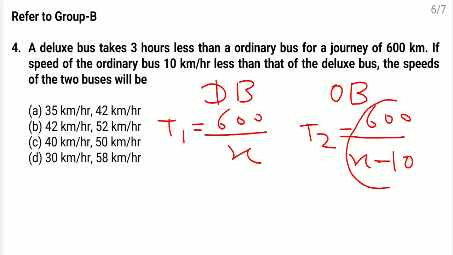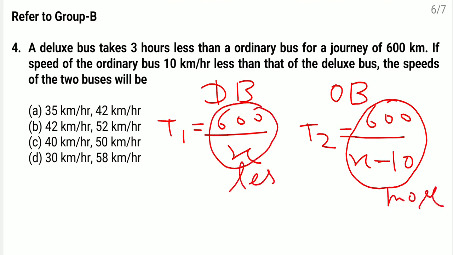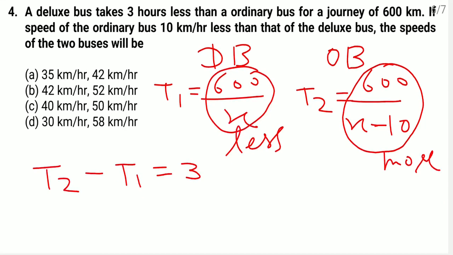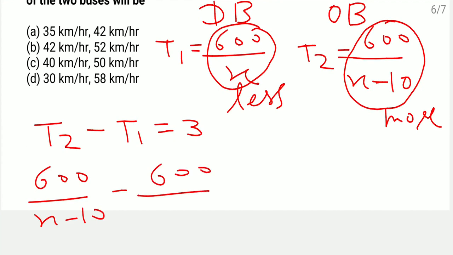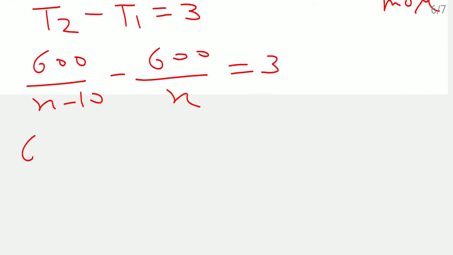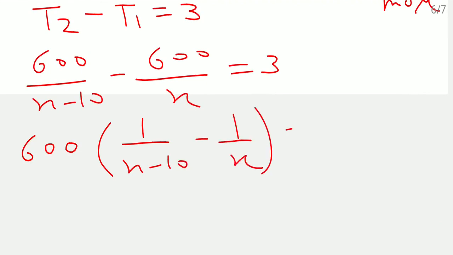So the ordinary bus takes more time and this bus takes less time, right? So I will take t2 minus t1, which is equal to how many hours? 3 hours. Here I will just substitute the values: 600 by x minus 10 minus 600 by x, which is equal to 3. We'll take 600 common. Inside the bracket, 1 by x minus 10 minus 1 by x, which is equal to 3.